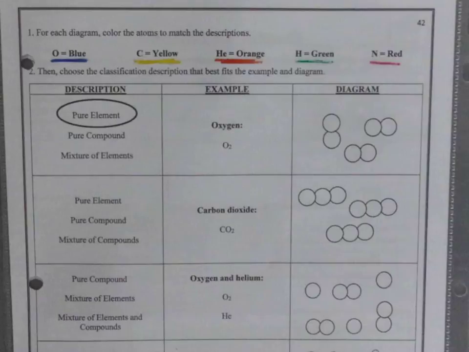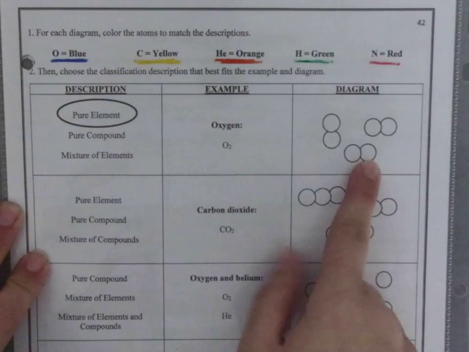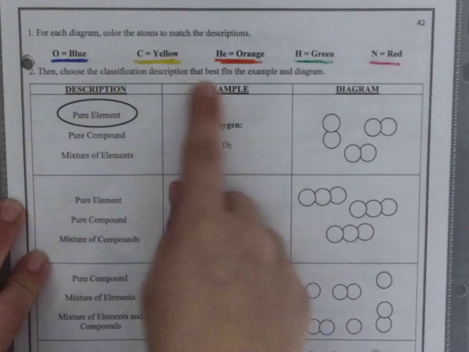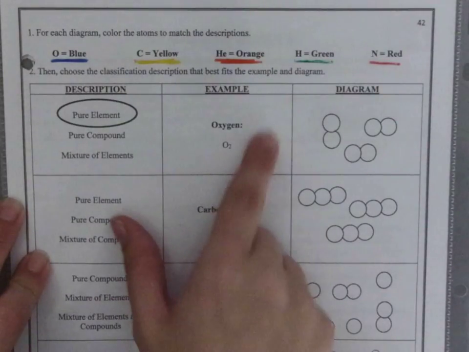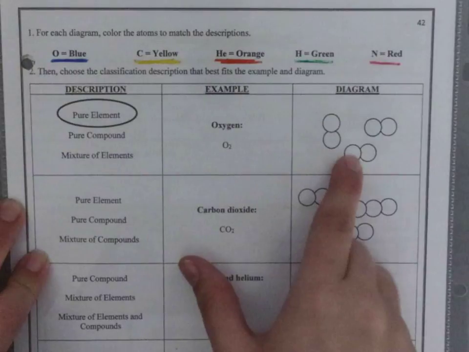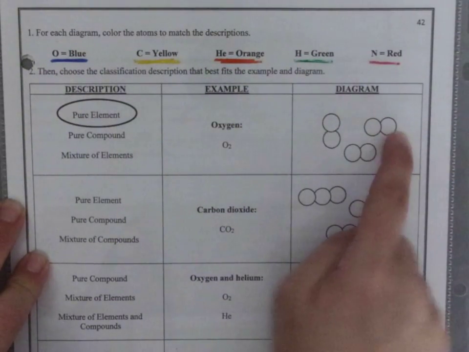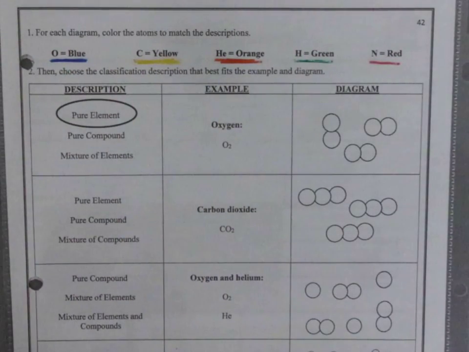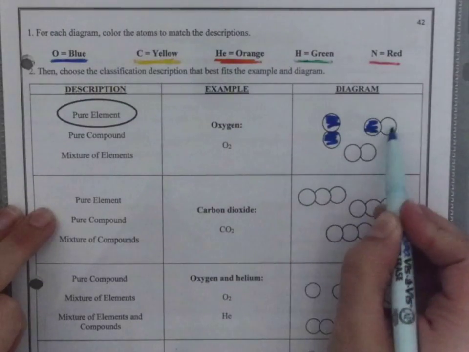The first one asks you to color the atoms to match their descriptions, and then choose the classification description that best fits the example and diagram. So here we have oxygen, which is O2, and our diagram is showing O2, 2 O's bonded together. We go up to our key, O's are blue, which means we're going to color in each of these blue.